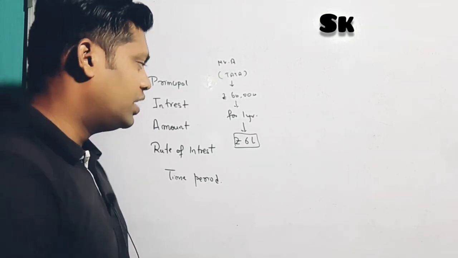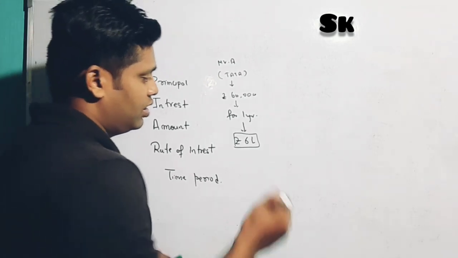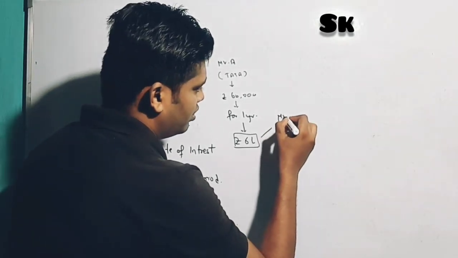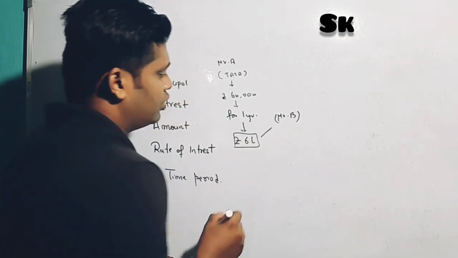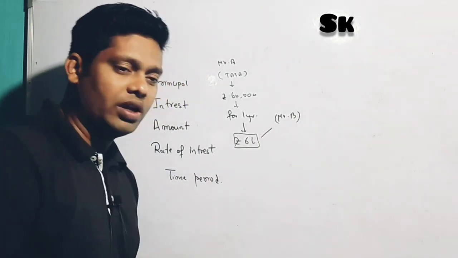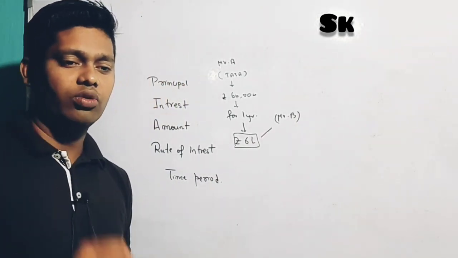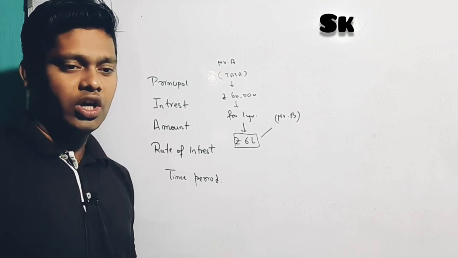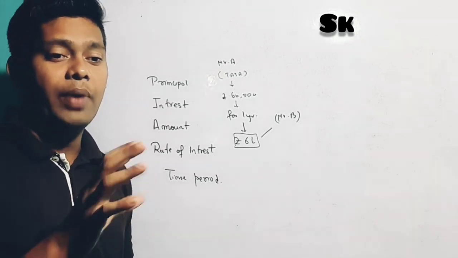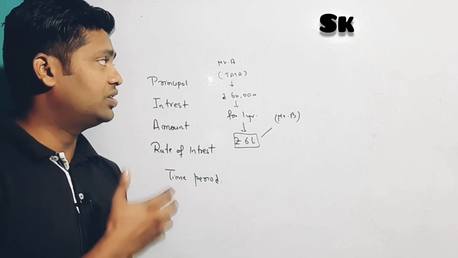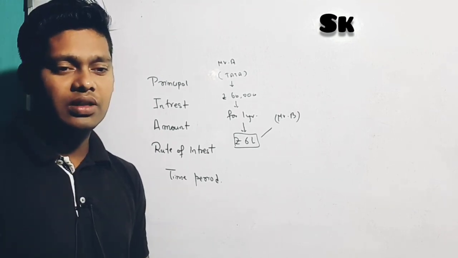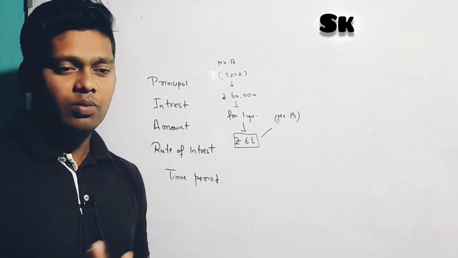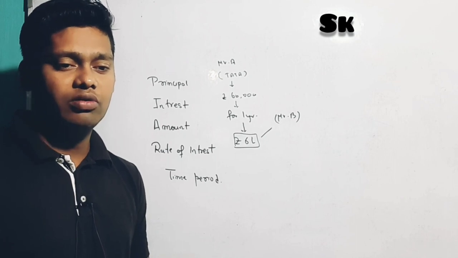So he consulted his friend, Mr. B. Mr. B said, do one thing, why are you keeping your money in your account? Don't keep it in your account or in your house, just keep it in a bank. So Mr. A said, what is the use of keeping the money in the bank? What will I get from that? Moreover, I will not have the money, the bank will use my money.